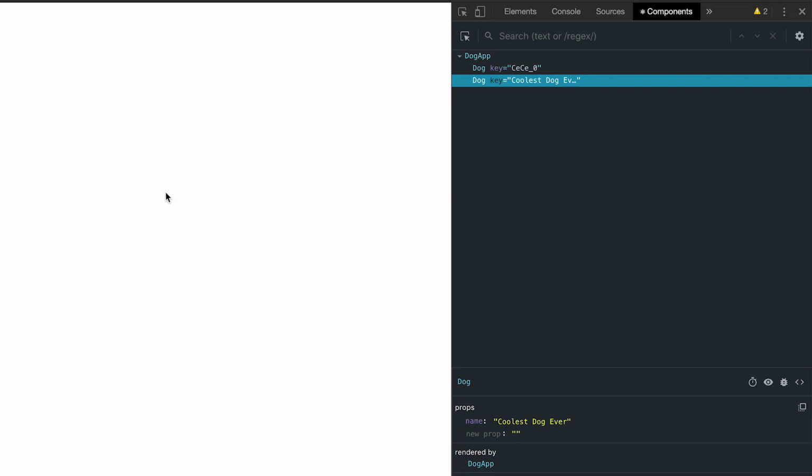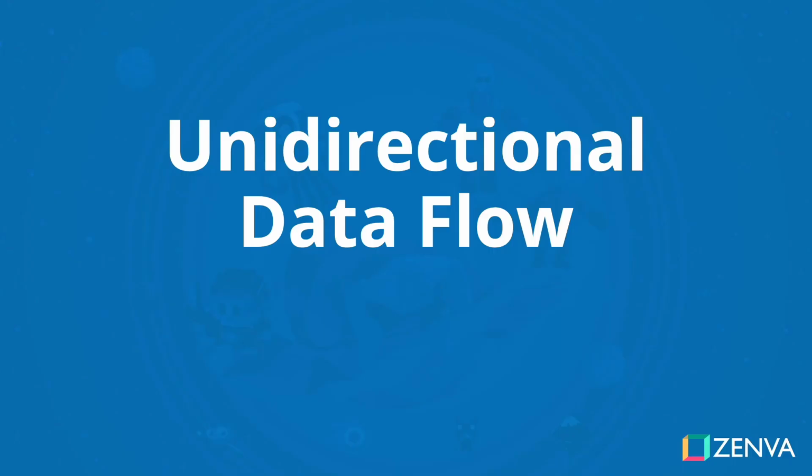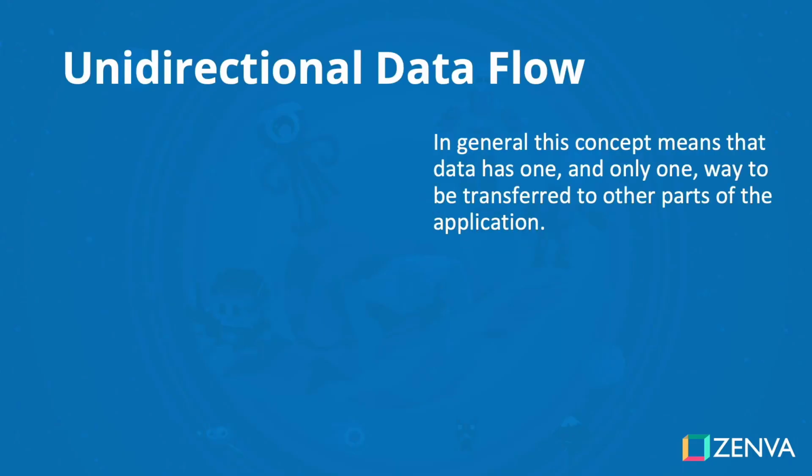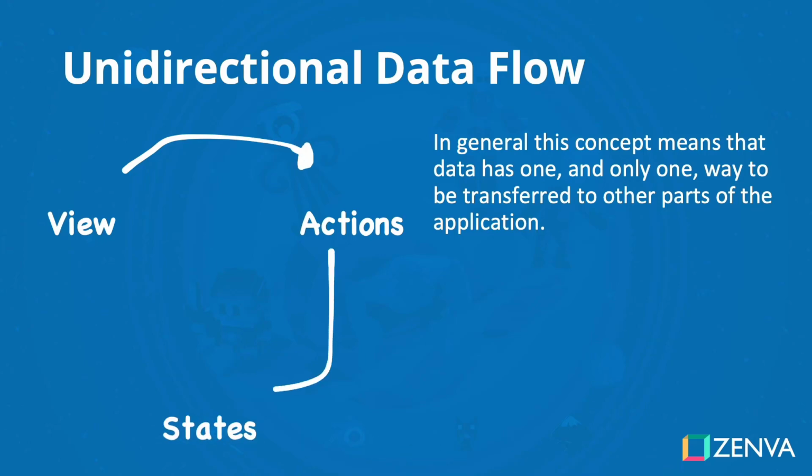When we combine props and states, we get the concept of unidirectional data flow. In general, this concept means that data has one and only one way to transfer to other parts of the application. In React, this means that state is passed to the view and to the child components. Actions are triggered by the view. Actions can update the state, and the state change is passed to the view and to the child components. And it just goes round and round like that.